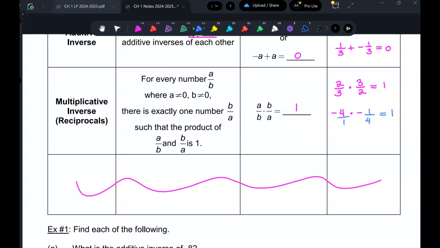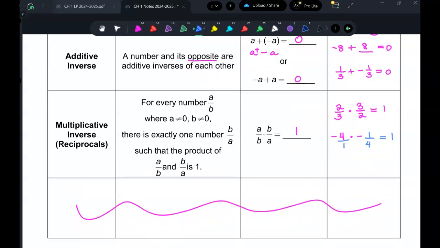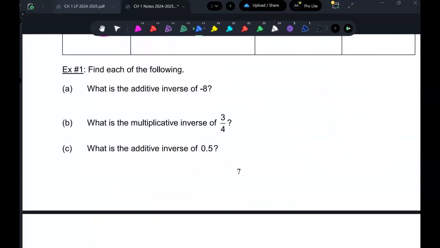Okay, additive inverse, one is positive, one is negative. With multiplicative inverse, they're either both positive or both negative. Because what do we need to end up with? We need to end up with a positive one. If one was negative and one was positive, then it would be a negative one, which we don't want. We want that to be a positive one answer. Okay, that makes sense.